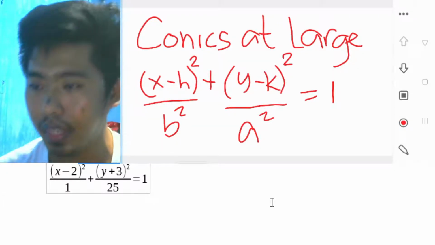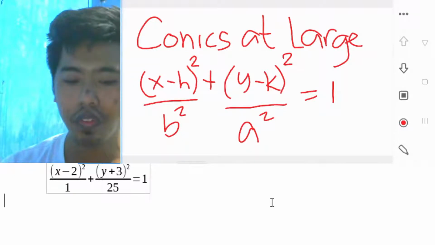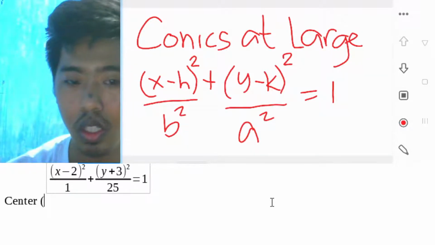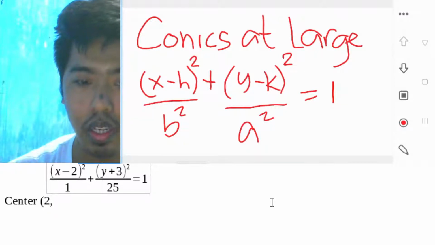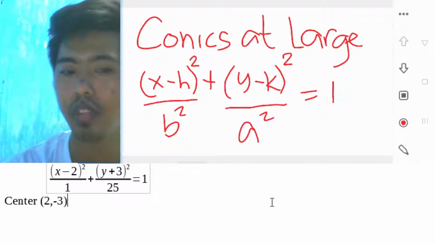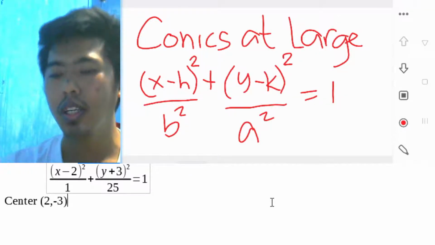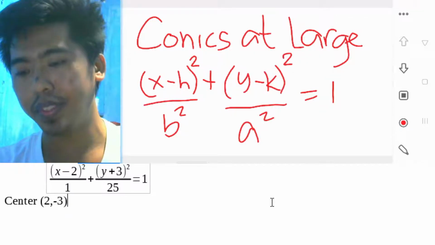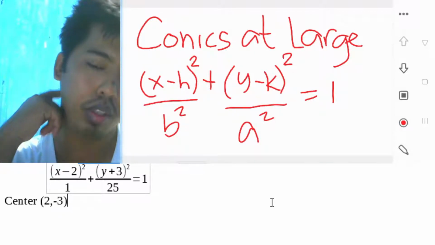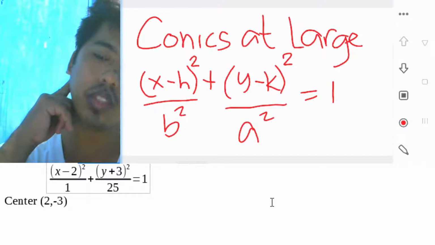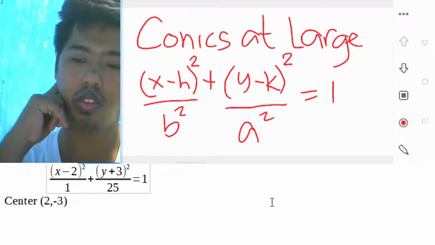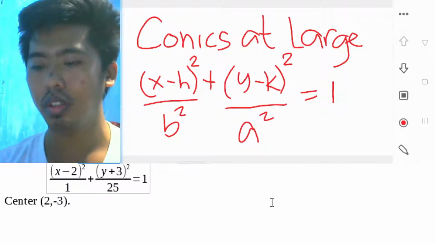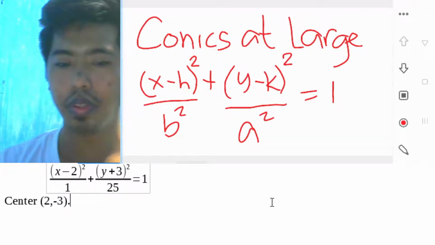And as we can see, our center is at positive 2 and negative 3. That is the center of our equation, or our ellipse. So we are able to answer question number 1, right? Okay. So if you have any question about this example, then just comment there.